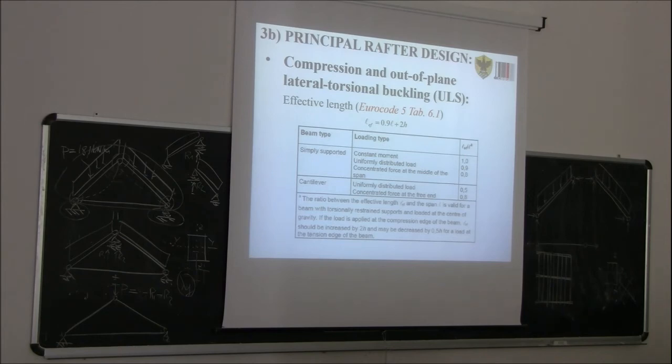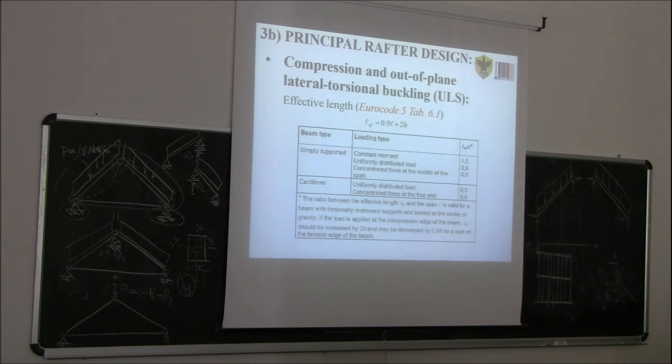The question is, we need to assess the effective length for lateral torsional buckling. The regulation says the effective length depends, of course, on the type of load that we have. In this case, a uniformly distributed load, so it will be 0.9 times the length plus, if you remember, twice the depth of the member, which is not very important in this case, but of course we can write it. The problem is, which length should I assume now?